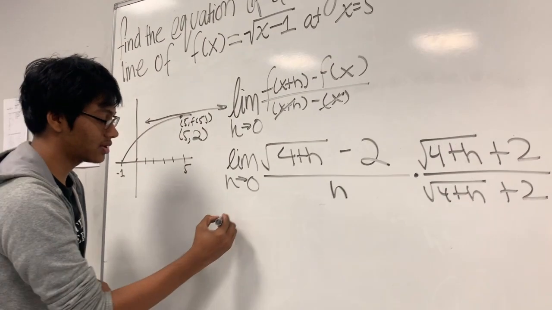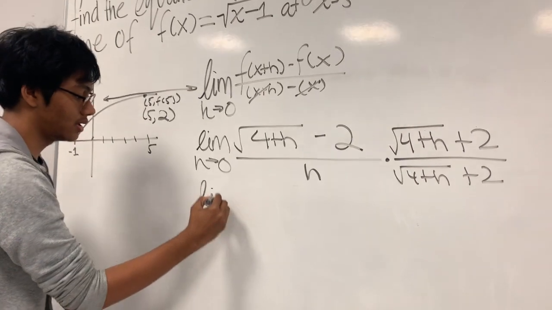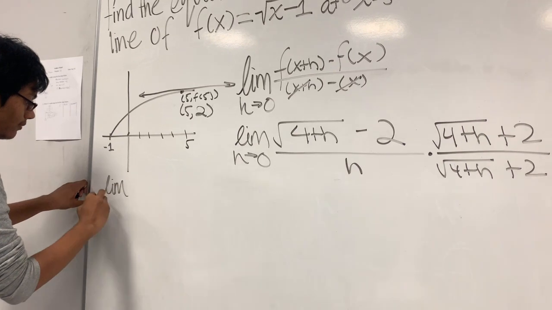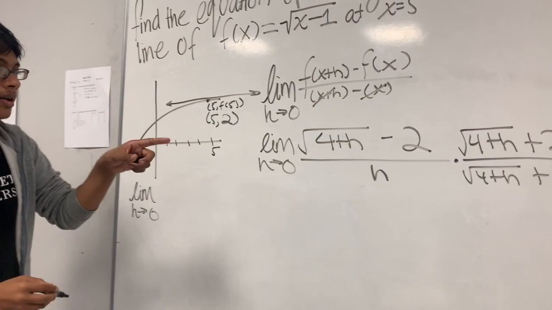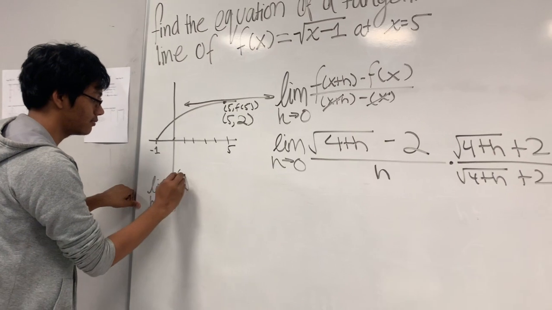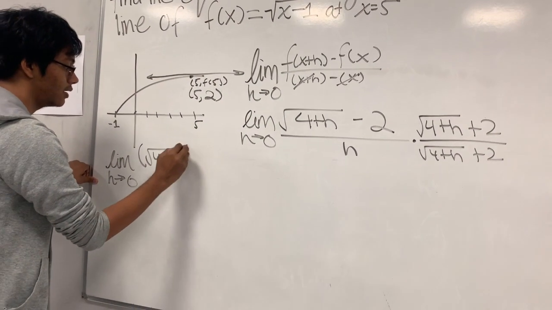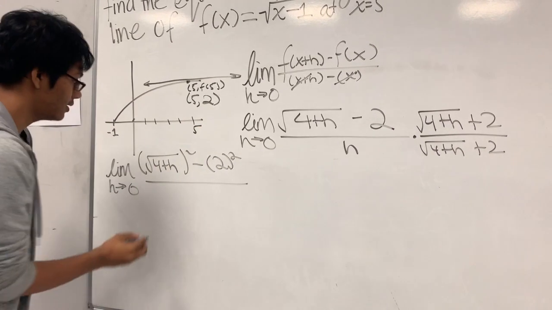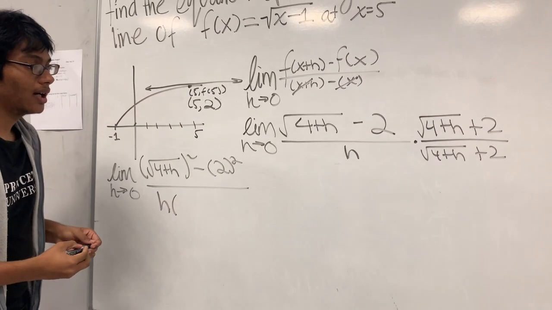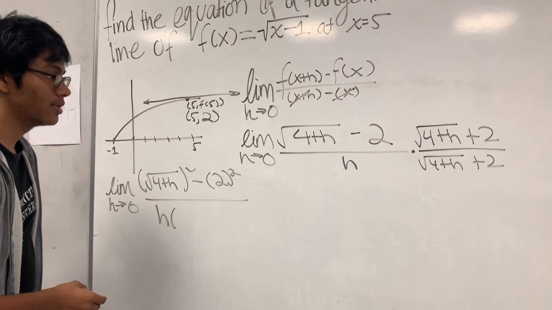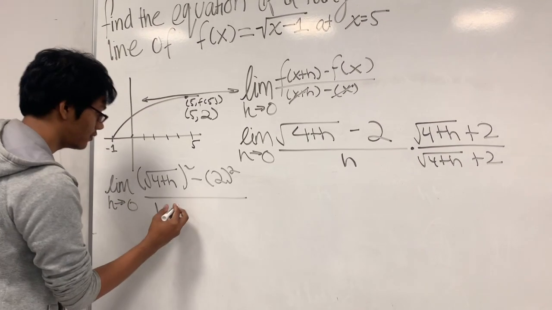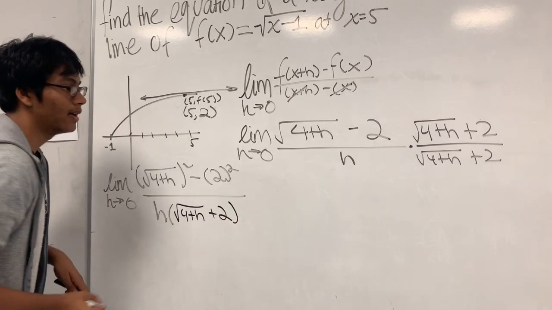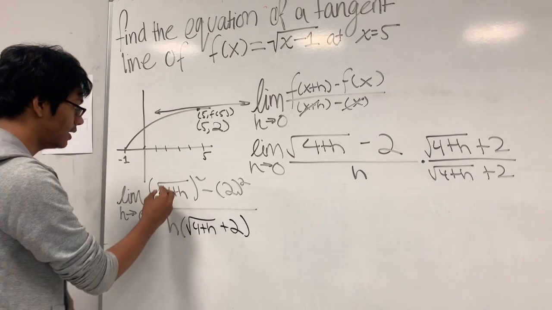Alright, so what happens after I multiply by the conjugate? Let me bring my work here so I have space. So the limit as h approaches 0, of course you'll get a difference of perfect squares, 4 plus h squared minus 2 squared, and we'll have that divided by h times the square root of 4 plus h plus 2. Okay, now all we have to do is simplify this.